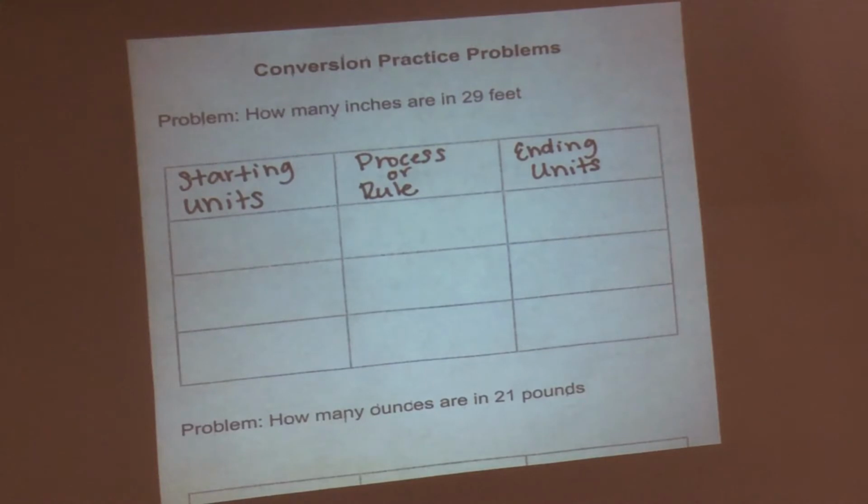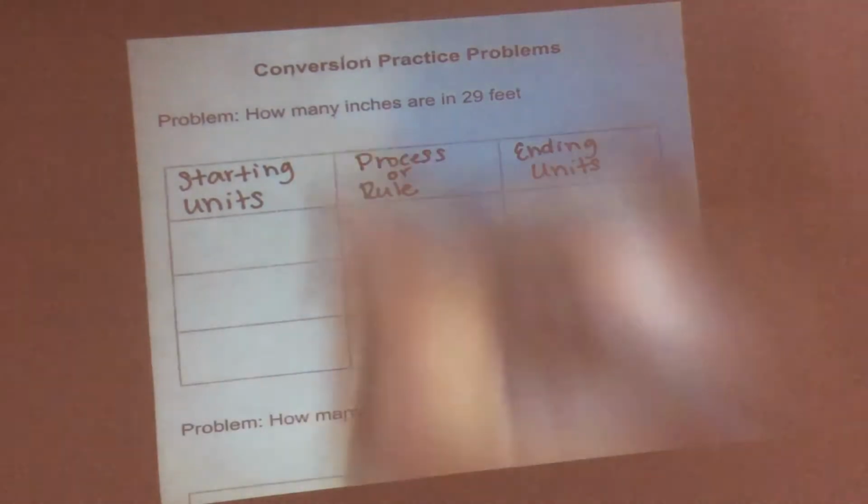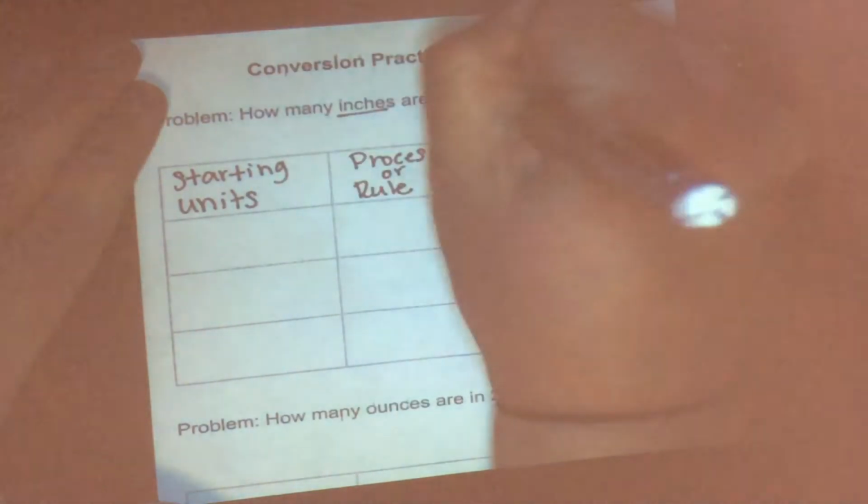The starting unit is 29 feet. Okay. Now, looking at my problem, what units am I starting with? Well, let's rewind some. What are my units in this problem? Inches and feet. Remember, units are not a number. Oh yeah, inches and feet. I have inches and I have feet.